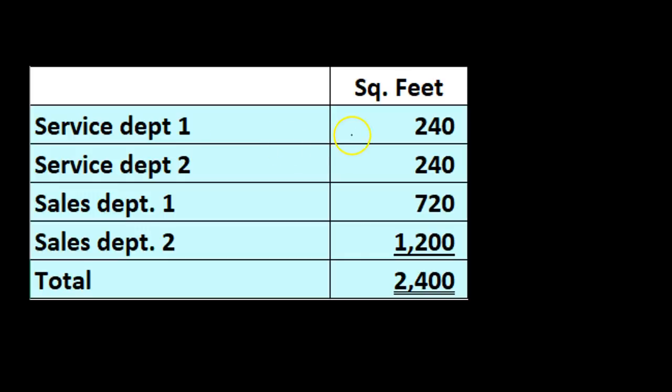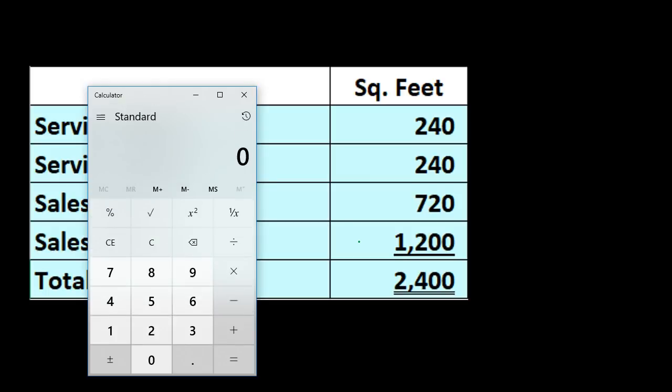We're going to say that Service Department 1 is 240, Service Department 2 is 240, Sales Department 1 is 720, and Sales Department 2 is 1,200. We then look at the percentages. So we're going to say, all right, here's 240 divided by the total, and that's going to give us 10%.